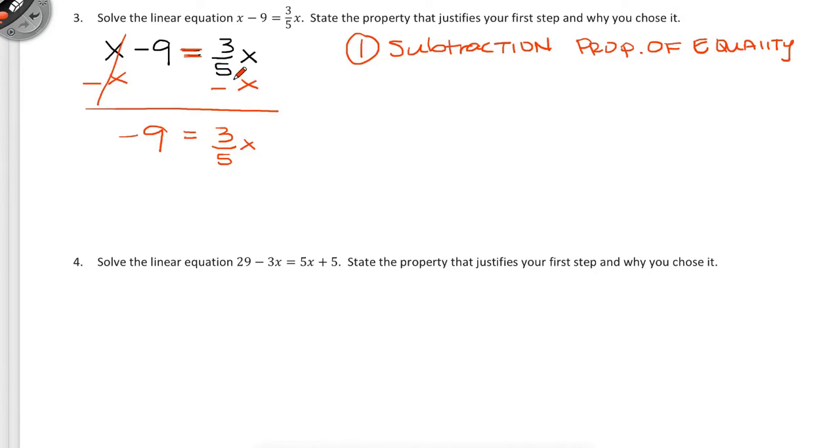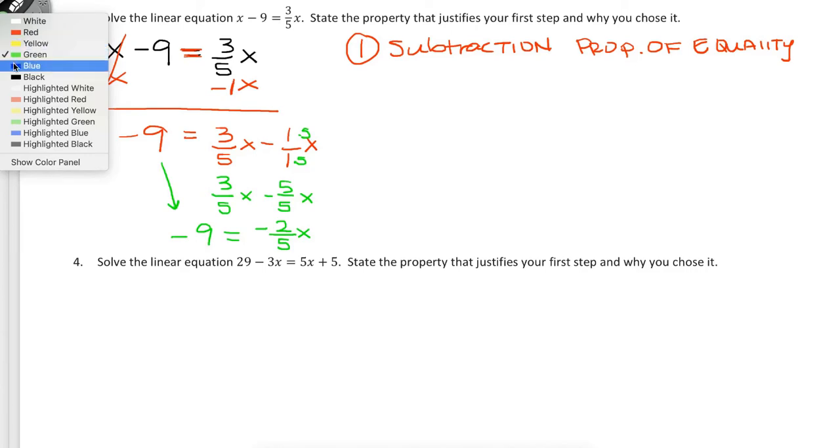Now, as I told you, there's always a hidden 1 in front of that x. So that's basically minus 1x, and I'm just going to make it look like a fraction, 1/1. So now I need a common denominator of 5. So I'm going to multiply both of these by 5, and I get 3/5 x minus 5/5 x. So 3 take away 5 is going to give me a -2. Denominator stays the same. Bring down your x, bring down your equal sign, and that -9 comes all the way back down. All right, now we got to solve for what x could possibly be.